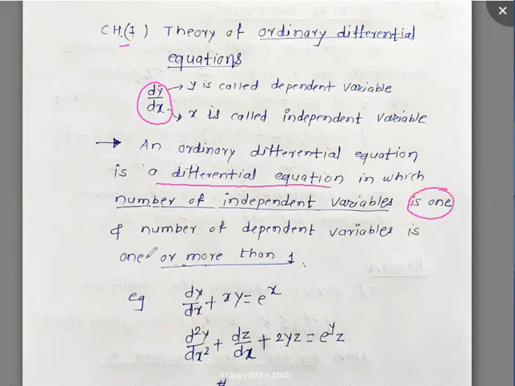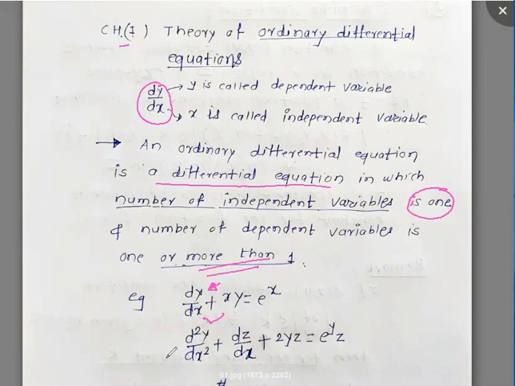and the number of dependent variables is one or more than one. So any differential equation containing one independent variable and one or more dependent variables is called an ordinary differential equation. For example, dy by dx plus xy equal to e raised to x. Here it contains one independent variable x and one dependent variable. So it is an ordinary differential equation.